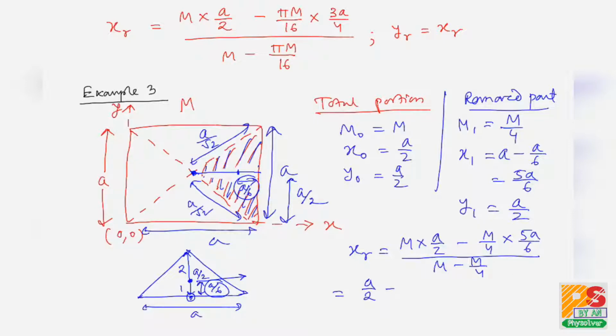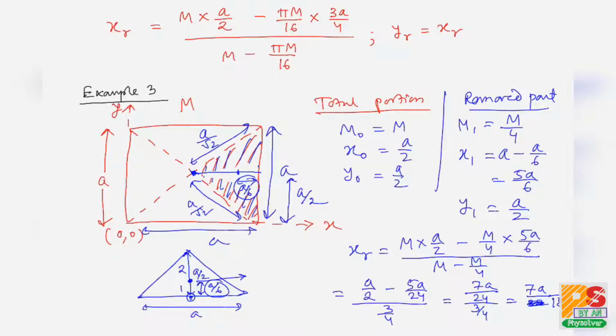a by 2 minus 5a by 24, divided by 3 by 4. So 24 is the LCM, 7a by 3 by 4, that is 7a divided by, sorry, not 32, 7a divided by 18. Now that's the x coordinate of the remainder, 7a by 18.